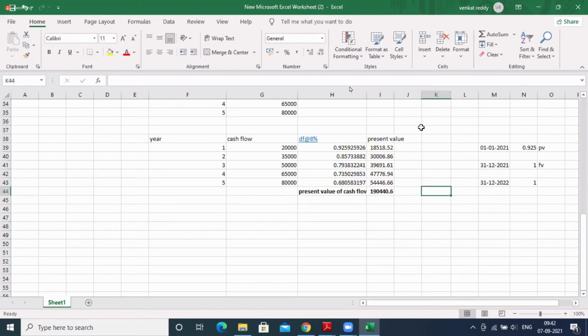Now, what do you think? Is it viable to go with the project? Can the company or the finance manager accept the project here? Because we are investing only 1 lakh, but the present value of its return is 1,90,440. So it means the cash inflow from the project is more than the cash outflow, because the cash inflow from the project is 1,90,440 and the cash outflow is only 1 lakh. Now, should the finance manager accept the project or reject the project? Yes, we can go with the project. So technically, this is known as net present value.